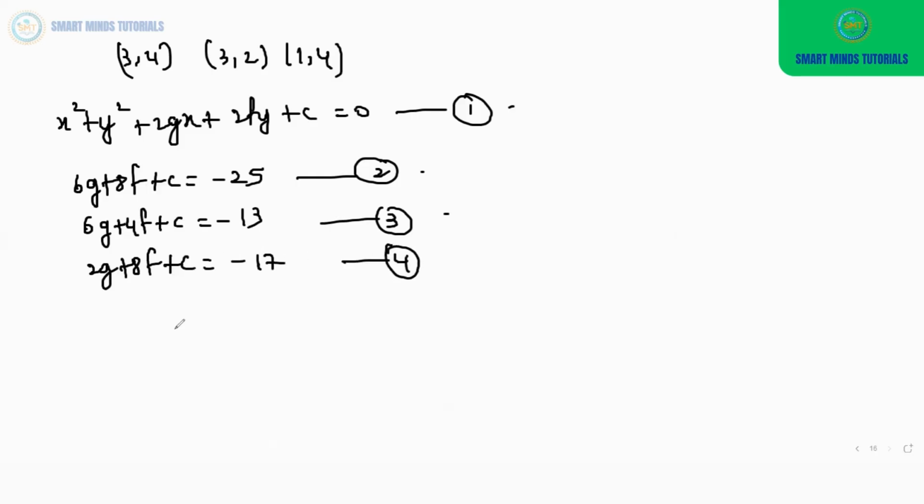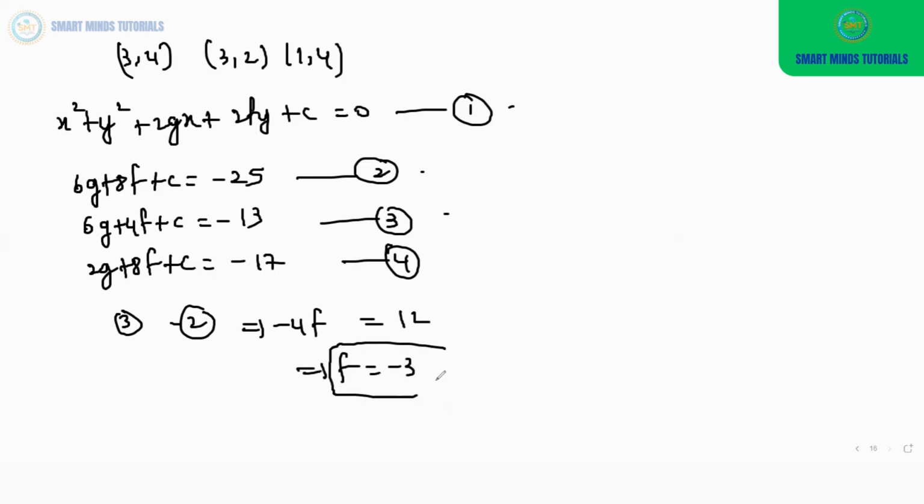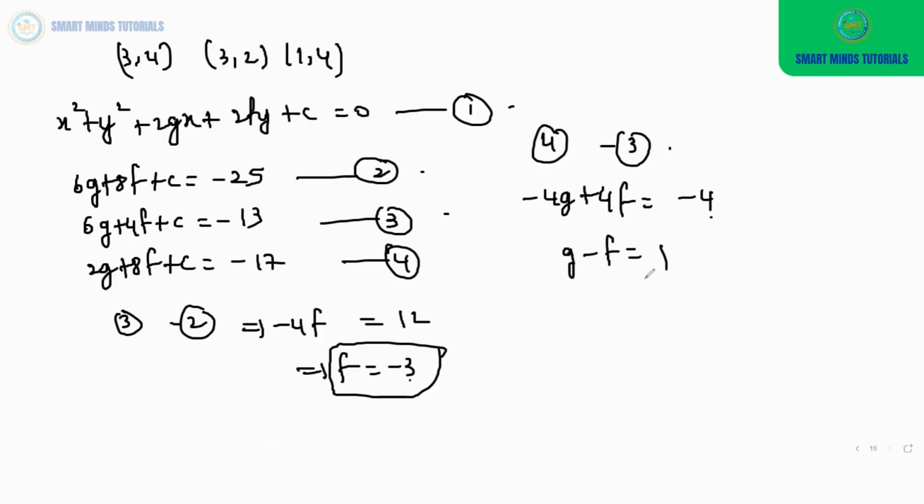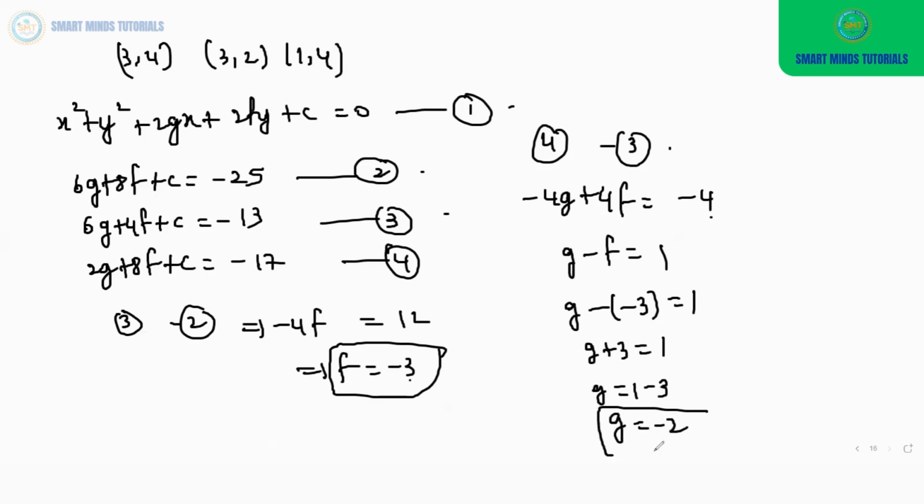If I substitute third point, I will get 2g plus 8f plus c is equal to minus 17. If I do 3 minus 2, what I will get? Minus 4f is equal to 12. So f is equal to minus 3 we will get. If I do 4 minus 3, I will get minus 4g plus 4f is equal to minus 4. If I take minus 4 common, g minus f is equal to 1. If I substitute f value here, g minus of minus 3 is 1. G plus 3 is 1, g is 1 minus 3, that is minus 2.